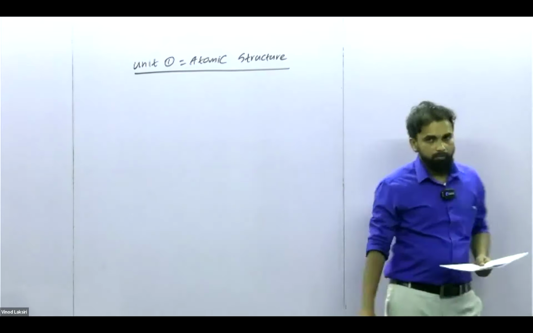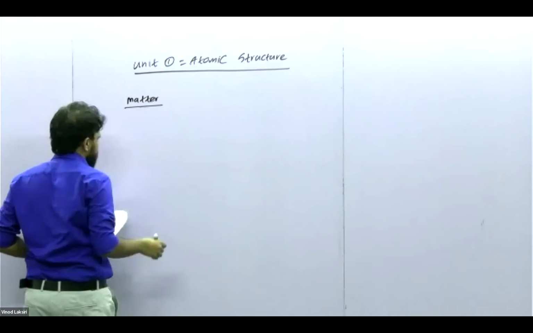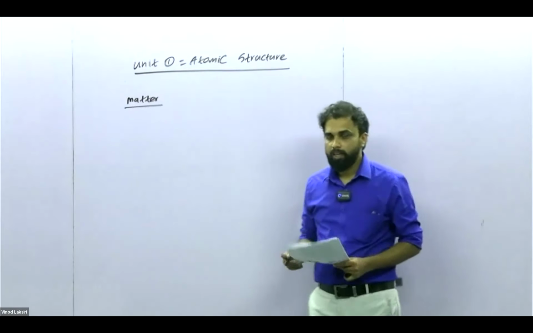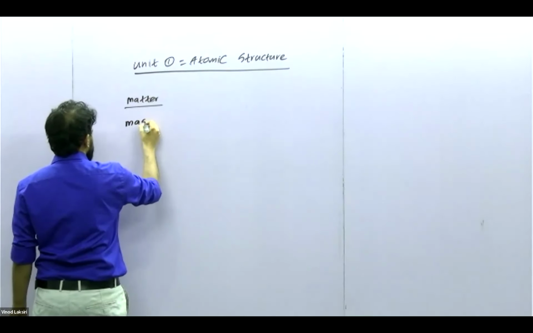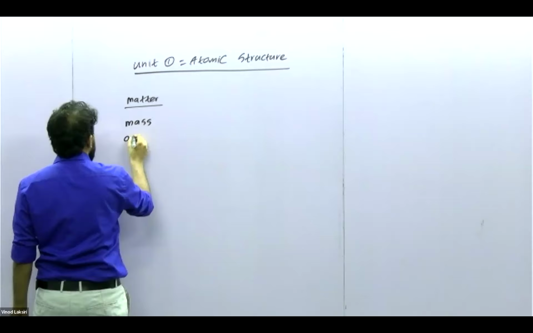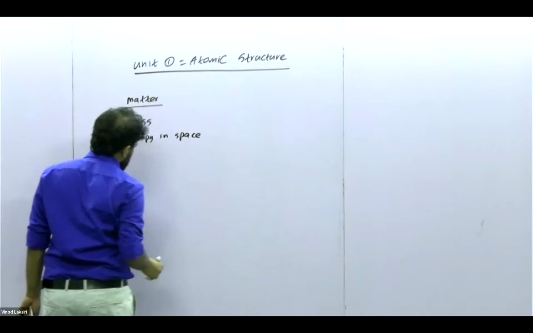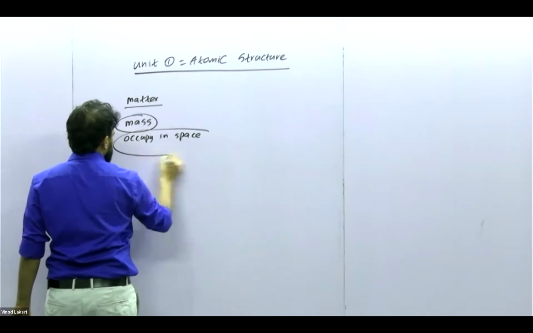Right. First thing, matter, right? So the definition of matter is, what is matter? It is anything that has mass and occupies space. What is matter? Has mass and occupies space, right? That means anything having mass and occupying space, we can know as matter, right? It is the definition of matter, right?